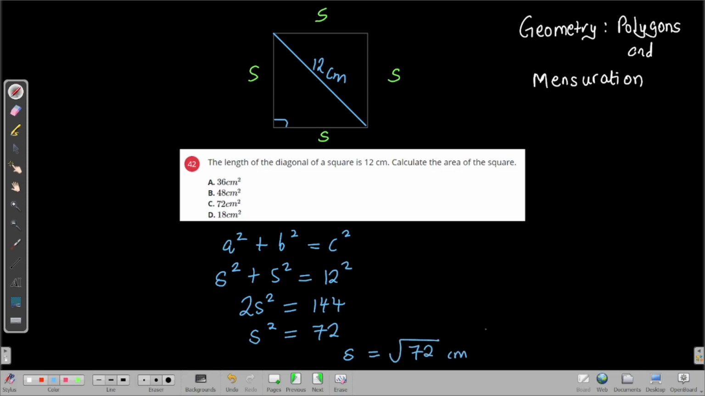So they told us to find the area of it. What's the area of a square? s squared. We even have it here, s squared. That's 72.